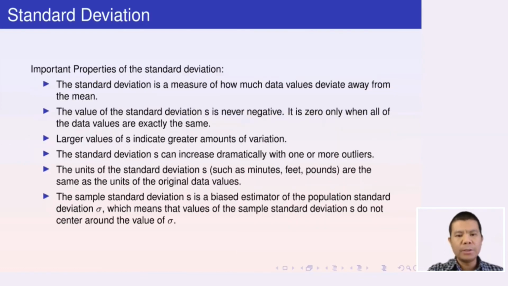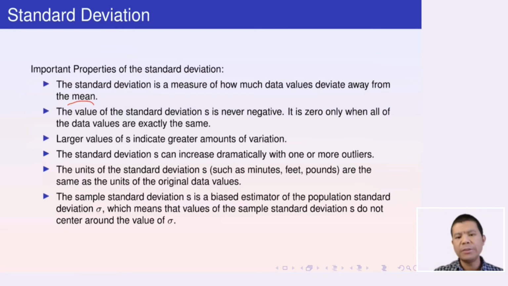All right, so here are some important properties of the standard deviation. One, standard deviation is a measure of how much the data values deviate from the mean, as we can see from the calculation of the standard deviation. We're taking the deviation, or the difference, between individual values and the mean, right? X minus X bar or X minus mu. So that is to say standard deviation is a measure of how much the data values deviate from the mean.